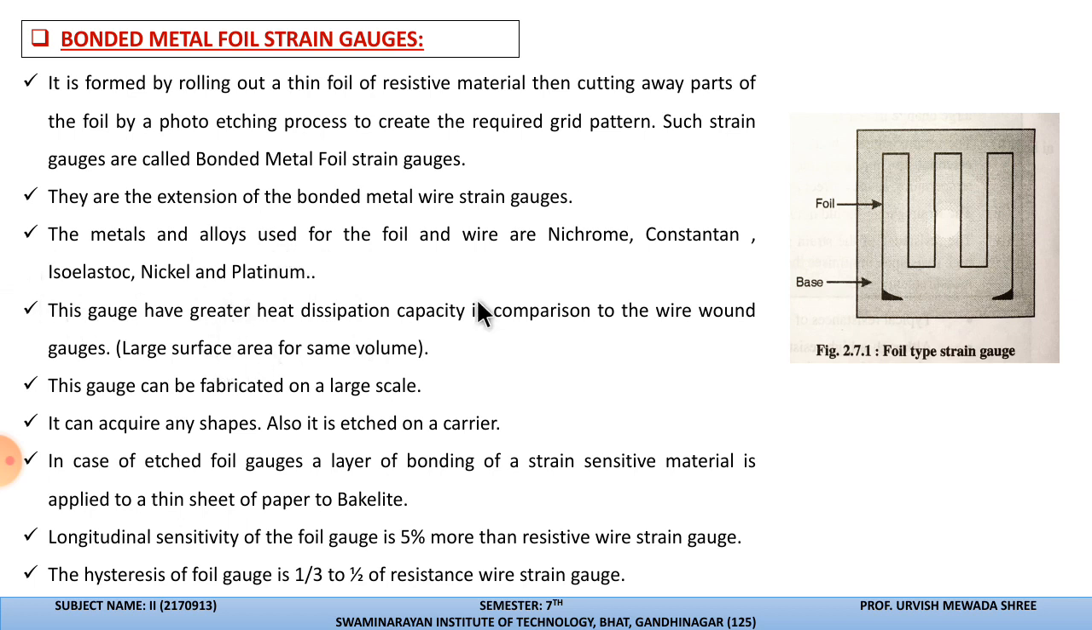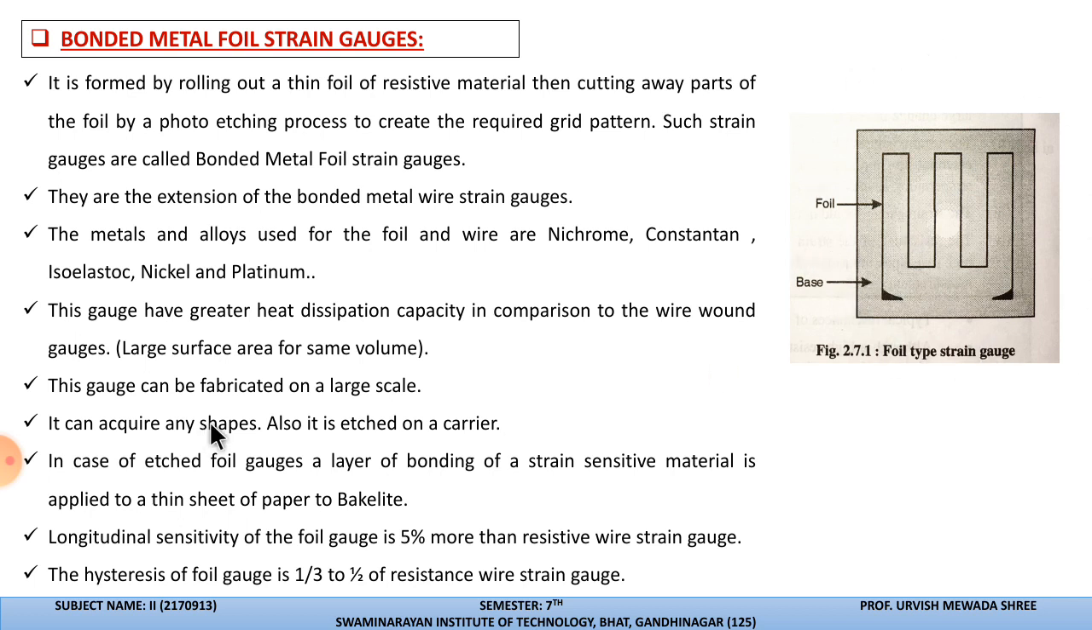Now this gauge has a greater heat dissipation capacity. So this is the plus point of the bonded metal strain gauge, because it has great heat dissipation capacity in comparison to the wire wound gauges. It has a large surface area for the same volume, so because of this it has good heat dissipation capacity.